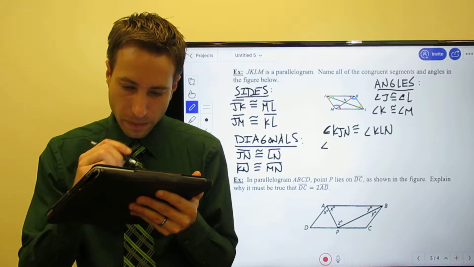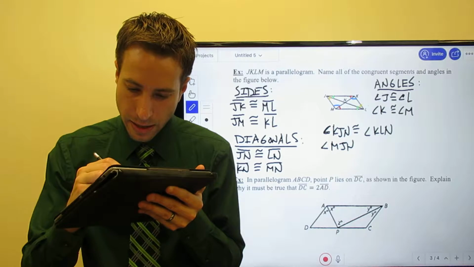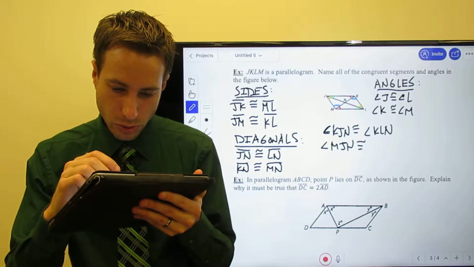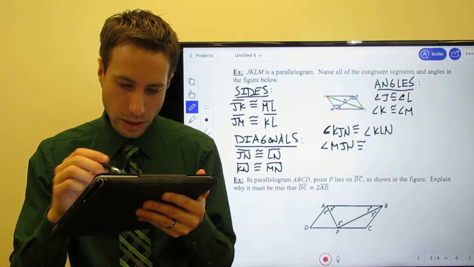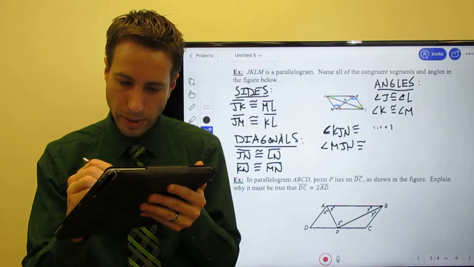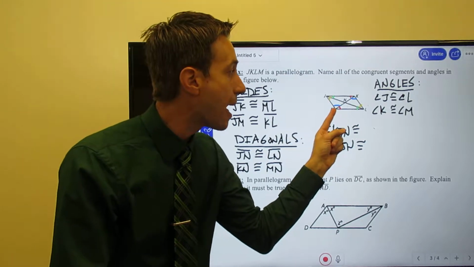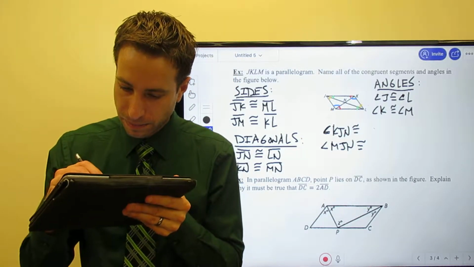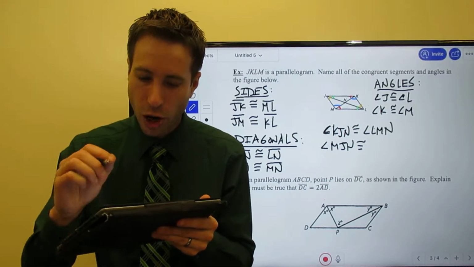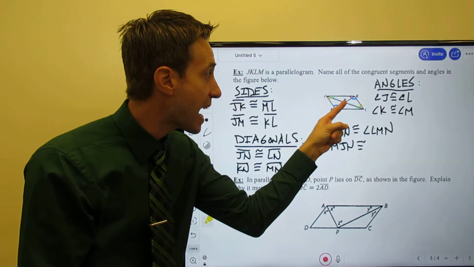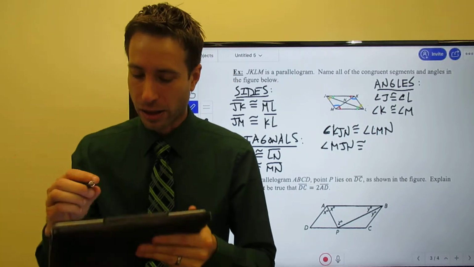I know that angle MJN is congruent to... hang on, I messed that one up. Wait. I know that angle KJN is congruent to MLN. There we go. And that angle MJN is congruent to KLN, the yellow hash mark.